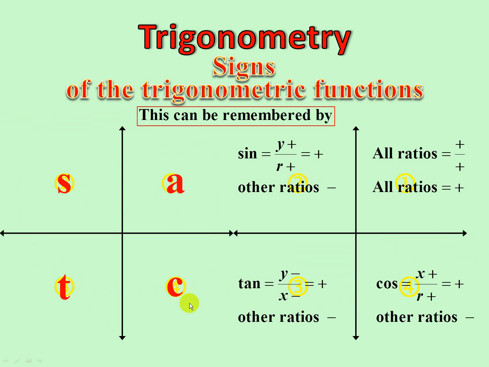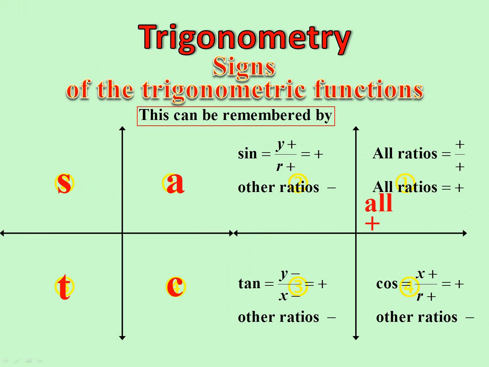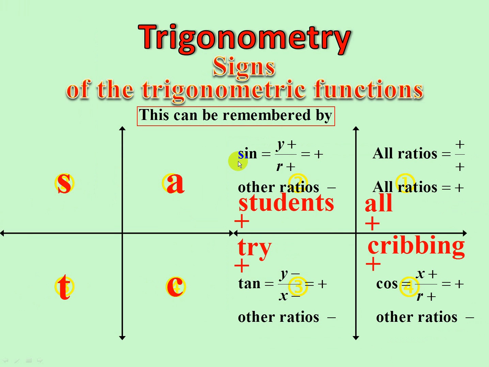Remembering it, there's the CAST diagram, C-A-S-T. Note CAST starting in the fourth quadrant. That's the way many remember it. The more skeptical teachers can remember it as all students try cribbing, and there are many other ways to remember it. All positive, S for sine, T for tan, C for cos.